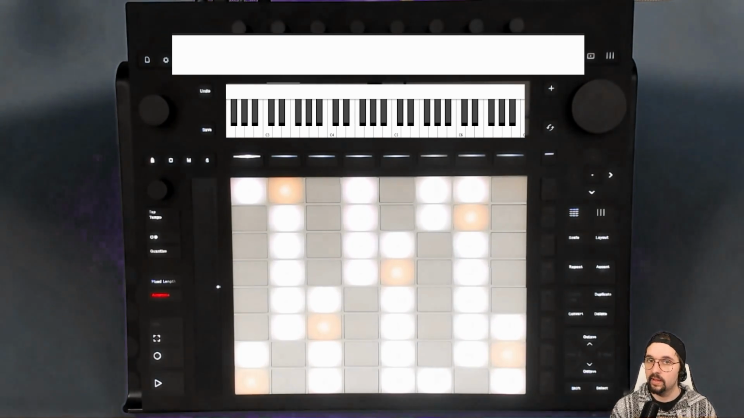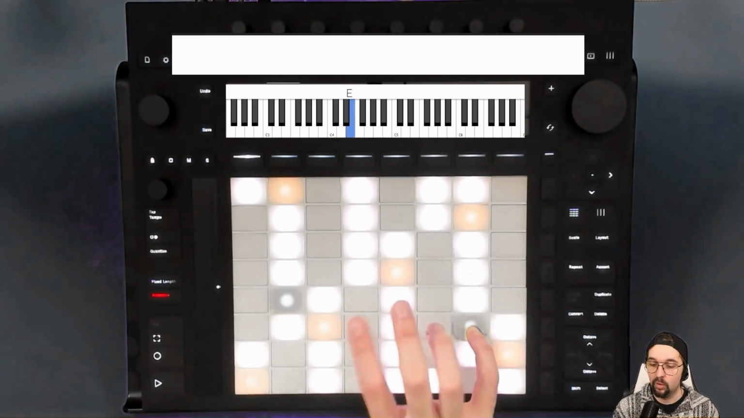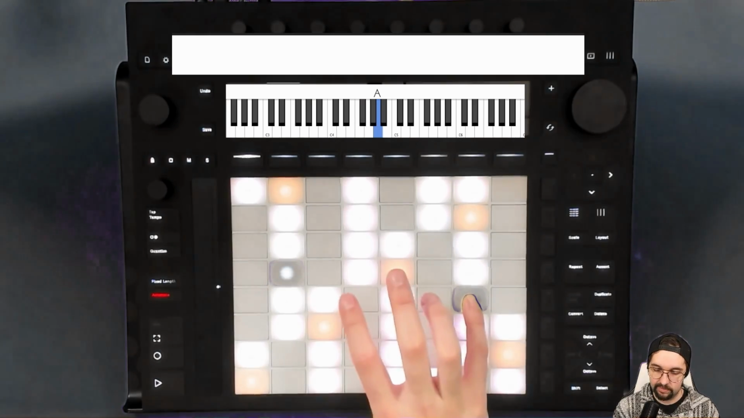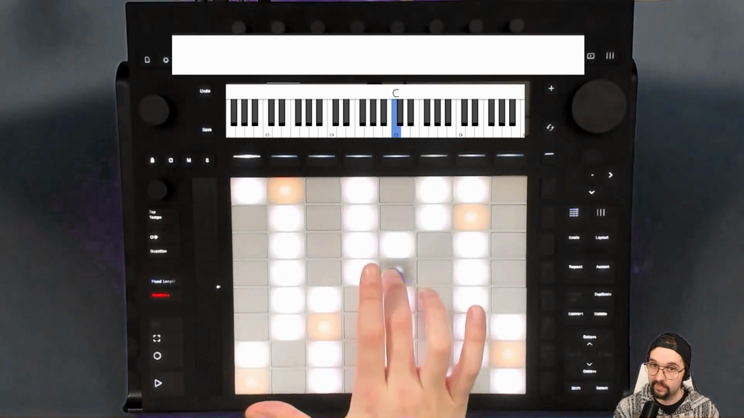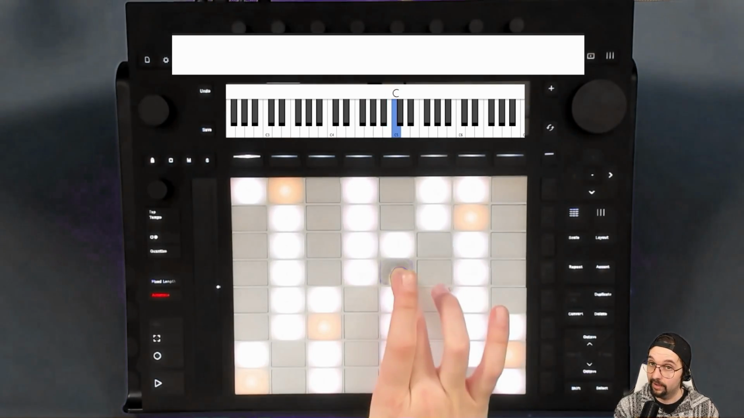Something that's worth committing to memory is this pattern: whole, whole, half, whole, whole, whole, half. This pattern will work for any major scale. In the scale of C major, we have C, we have a whole step to D, whole step to E, half step to F, whole step to G, whole step to A, whole step to B, half step to C. So we have whole, whole, half, whole, whole, whole, half.